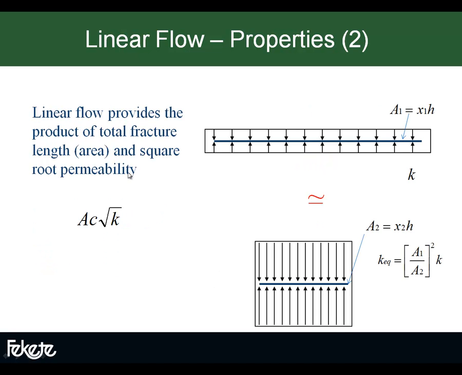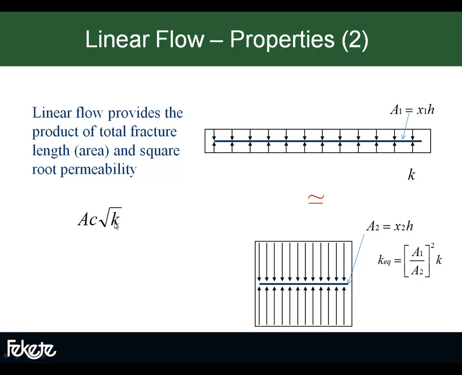In addition, we have a non-uniqueness between the total fracture area and the permeability. These two come as a pair. So the total cross-sectional area to flow, A_c, multiplied by the square root of permeability, is the parameter that we're going to be able to determine.